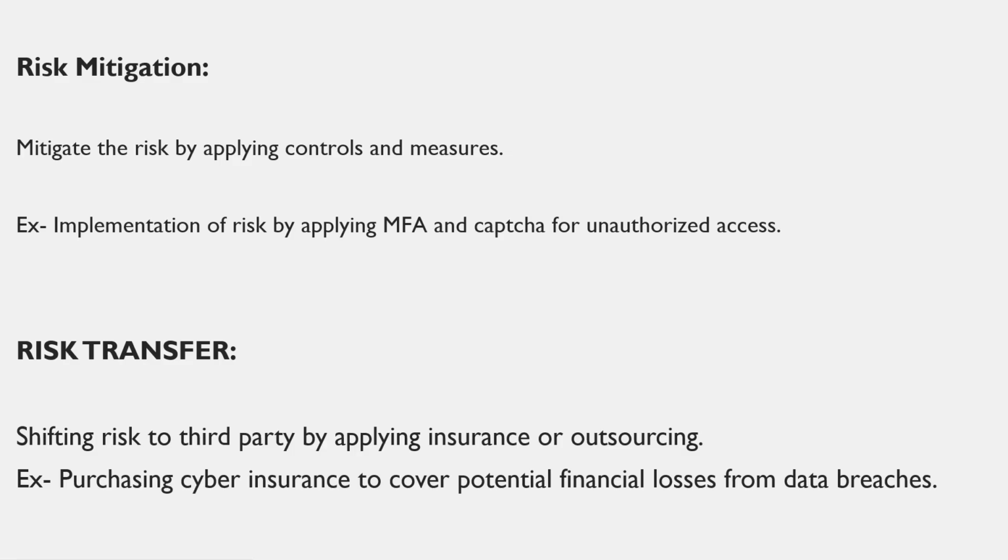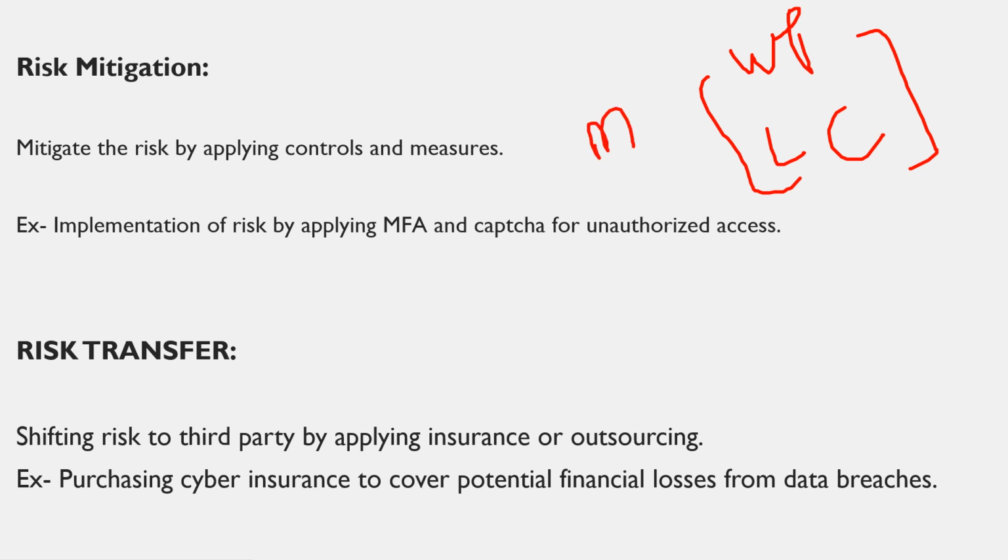Risk mitigation: mitigating the risk by applying controls and measures. Example, implementing MFA and CAPTCHA for unauthorized access, for weak passwords, or for low configuration of a web server. We know how to implement all these to ensure less likelihood and less impact in our organization. We had implemented MFA and CAPTCHA as well. So whatever controls and security measures we have implemented is our risk mitigation plan.